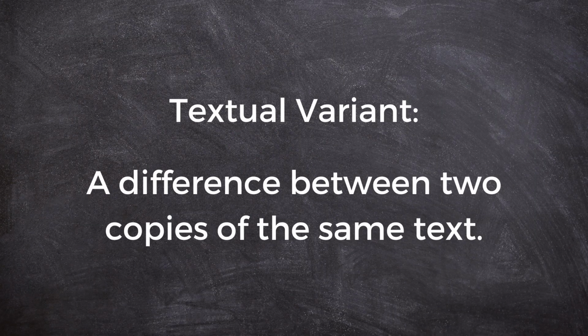And today we're answering the question, what is a textual variant? Now, a textual variant, to give a brief definition, is any time we have two copies of the same text and they're not the same. That difference we call a variant.